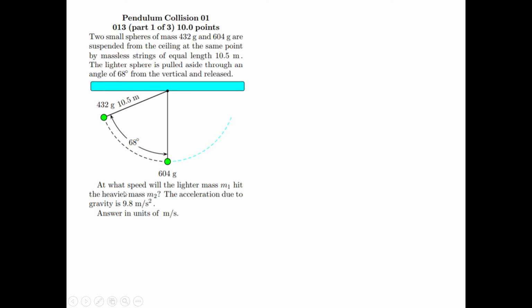The first part asks, with what speed will the lighter mass hit the heavier mass? In other words, when this one gets right down here and it's just about to strike the heavier one, what's its speed just before that collision?